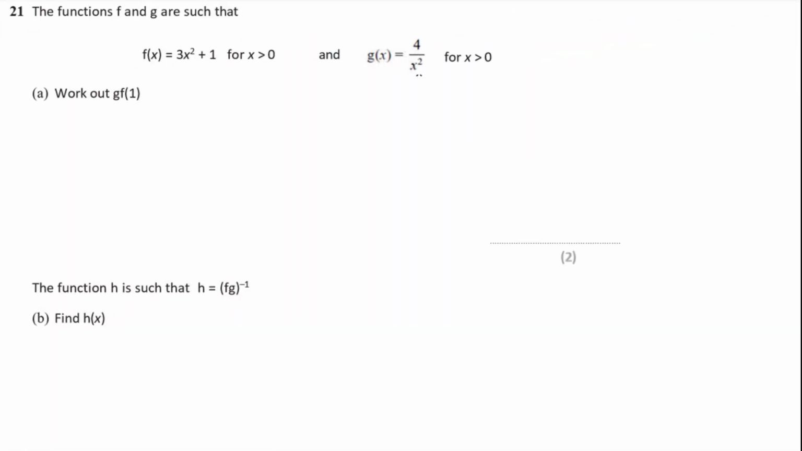Question 21. The functions f and g are such that f of x is equal to 3x squared plus 1 for all x greater than 0, and g of x equals 4 over x squared for x greater than 0. Work out g of f of 1. Okay, so part A says work out g of f of 1.